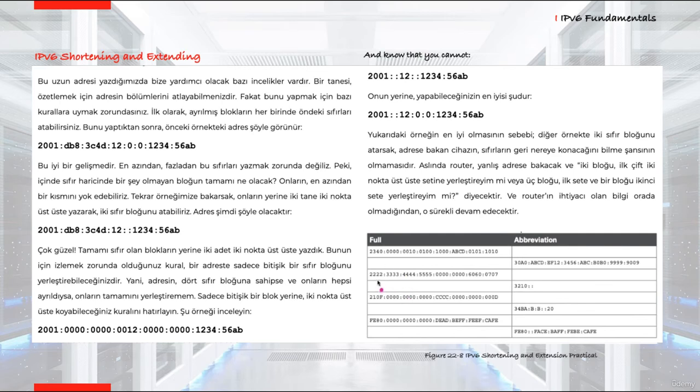We write the first 4 blocks as they are, subtracting the zeros from the 5th and 6th blocks, and writing 2 colons twice. Let's write the 7th block as it is, but we can take out the 0 in the 8th block and make it a 707.